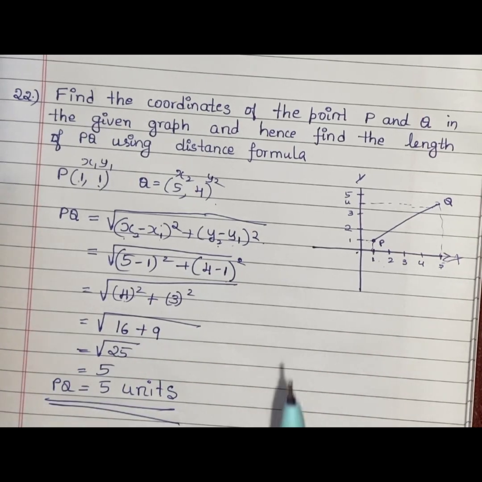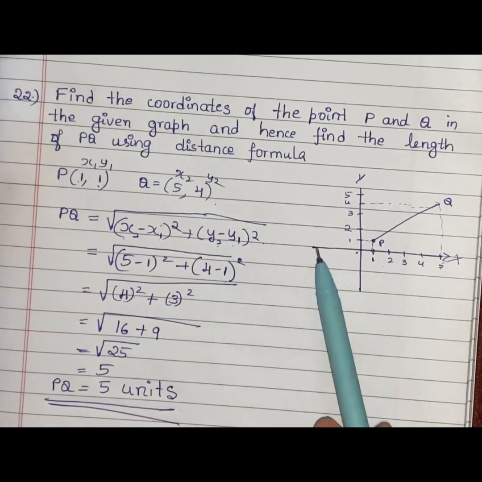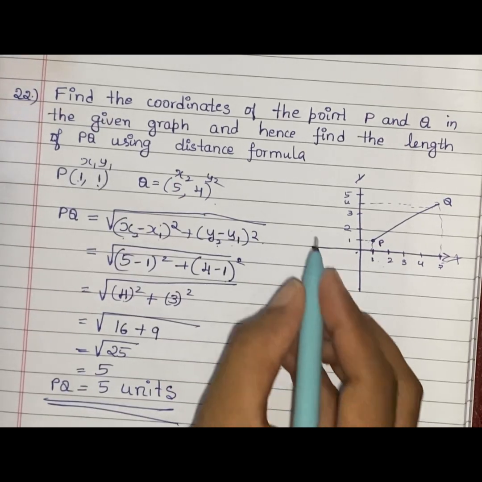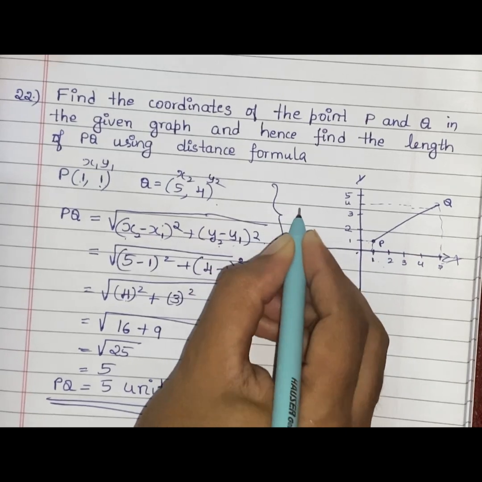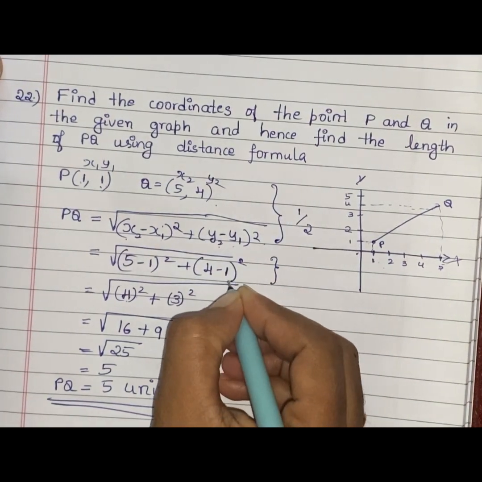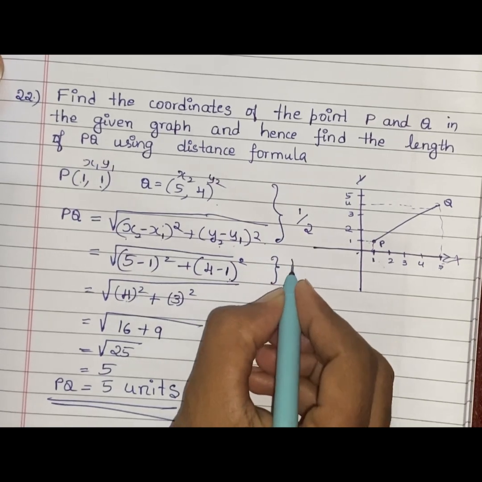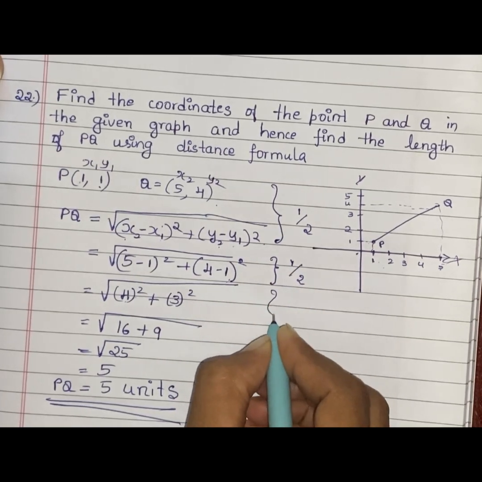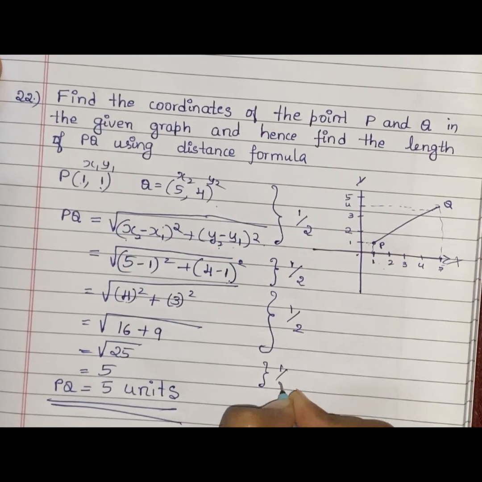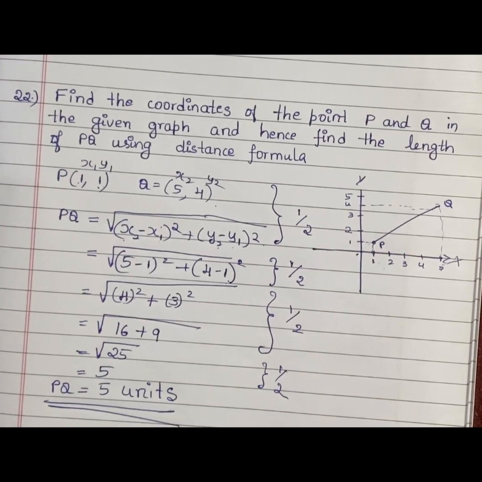Now we'll see how the marks are distributed for these steps. Okay, so here first to find the P and Q and write the formula, for these steps it carries half marks. Okay, then substituting the given values into the formula carries half mark. Then the remaining step carries half and final answer carries half marks.